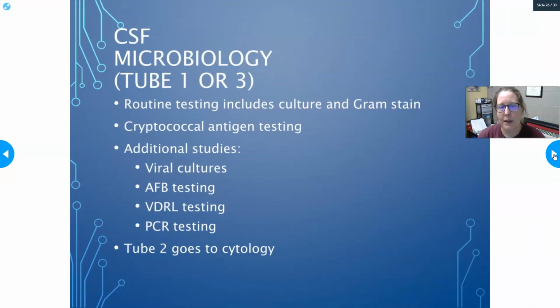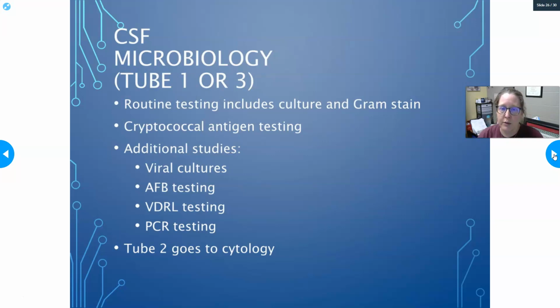So, again, this is going to depend on which textbook you read, and how things are done in the lab that you work at or that you're going to be working at. Generally, to me, the rule of thumb is when in Rome, do as the Romans do, meaning follow your own lab's protocols. So CSF microbiology could be done on tube 1 or 3.